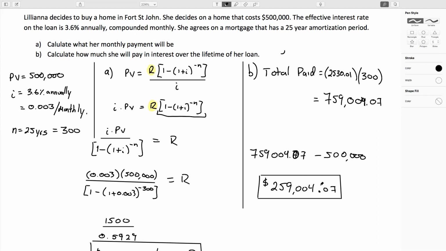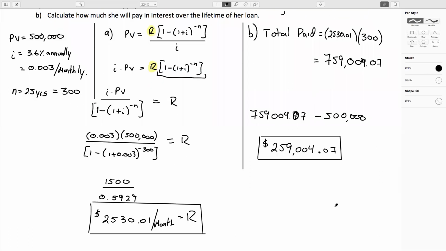She paid more than 50% of the value of her home in interest. This is the situation, unfortunately, that way too many people are in right now. This is not small money, 259 grand. You could buy another house for that much money. She paid that literally in interest. That's not improving the value of her home whatsoever. So smaller interest, shorter term, as much as possible. If you can't, then maybe you should look into buying a less expensive home.